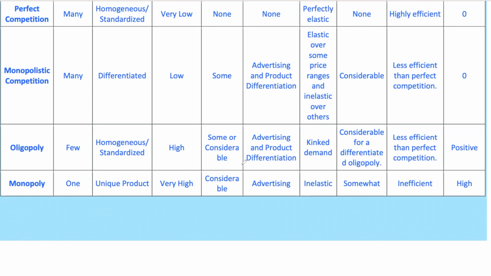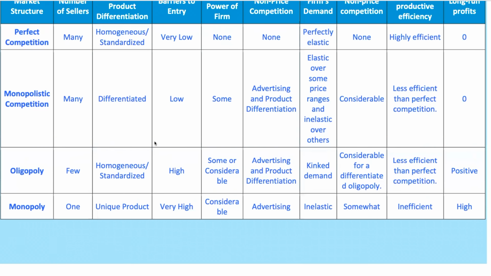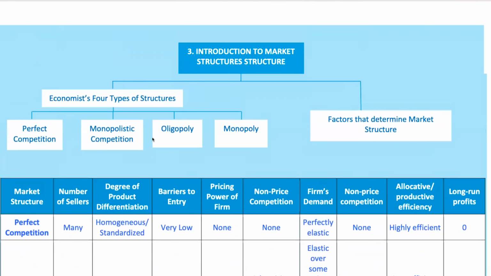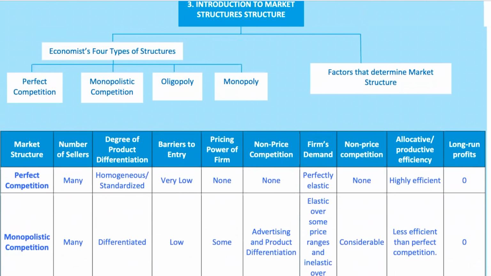These include the number and size of businesses operating in the market, with more firms creating a more competitive environment. The level of product differentiation also plays a role, as unique products give companies more control over pricing. Additionally, barriers to entry and exit, such as high startup costs or regulations, can limit competition.